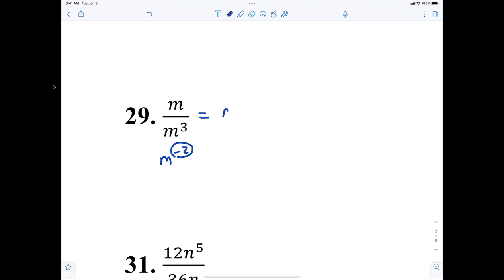Because it's m to the negative 2, I want you to say, because it has a negative exponent, I'm just going to move it to the bottom. And that's the answer: 1 over m squared.